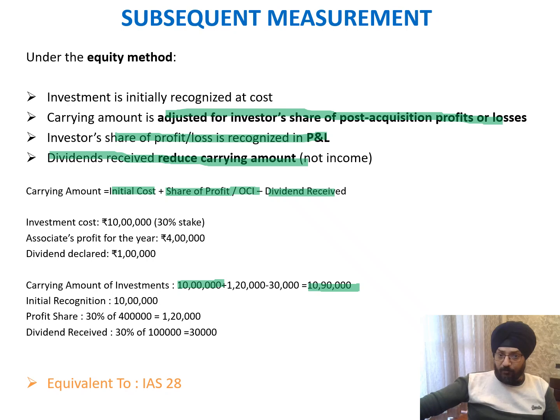The profit share would be added to the profits of the investor company, and the dividend received would be added to my bank, because this is a dividend actually received. But my carrying amount of the investment would be 10 lakh plus share of the profit minus share of the dividend. And this is equally aligned with IAS 28. So we'll move to the next slide then.